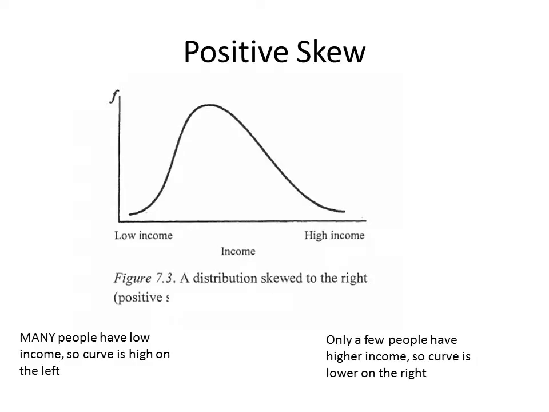Now, some distributions are skewed. For instance, if we look at the income distribution for a large population, in all likelihood, you will find out that it has a positive skew, that it is skewed to the right. If you look at figure 7.3 on page 33 in your textbook, you'll see an example of that, and I have that here as well.